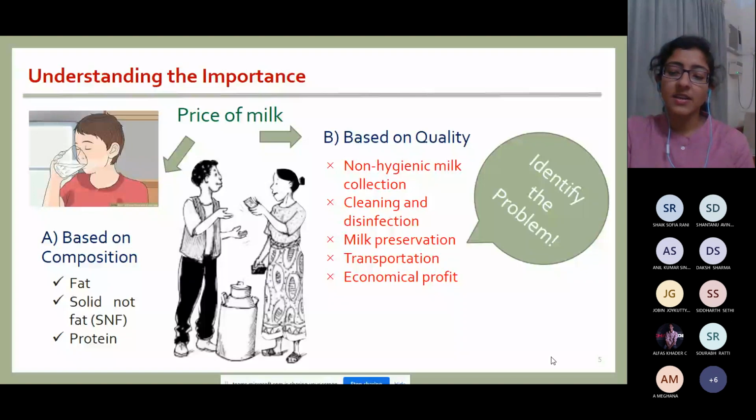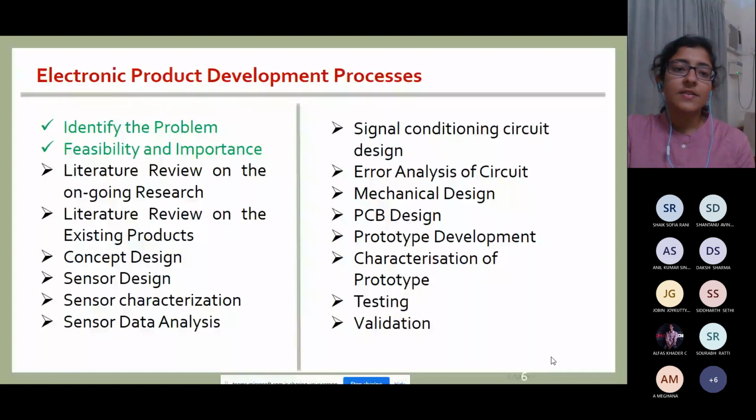After the identification, the first two points are done: identifying the problem and the feasibility and importance of what we are going to develop. So what is the importance? We found those two things.